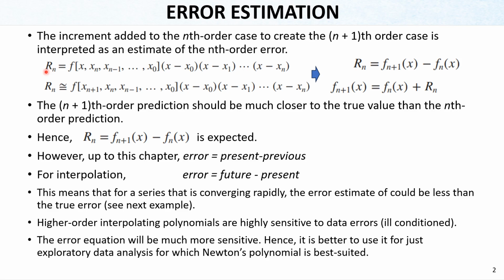And here, that's why we have this for Rn, and this for R_{n+1} actually, or the n plus 1th order case. So the function f_{n+1}(x) minus f_n(x), the difference between them, gives us Rn, and f_{n+1} is f_n plus Rn. So that's why the n plus 1 order prediction should be much closer to the true value than the nth order prediction, because we have an additional data point. That's why Rn equals the subtraction between the n plus 1 function value and the n function value, as expected. However, up to this chapter we learned that the error was present minus previous. But here we see that we have a future data, so this is an additional data. So for interpolation we have error is equivalent to future minus present.